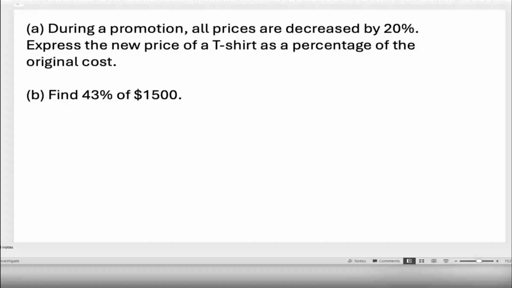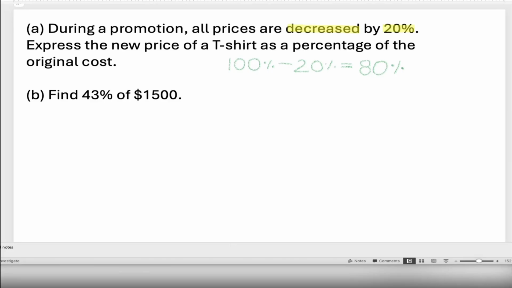During a promotion, all prices are decreased by 20%. Express the new price of a t-shirt as a percentage of the original cost. Now, when a price is decreased by 20%, we are taking away 20% from 100%, which refers to the original price. So if we have to express the new price of the t-shirt as a percentage of the original cost, we can work it out this way. We can say 100% minus 20% is equal to 80%. So the new price is 80% of the original price.